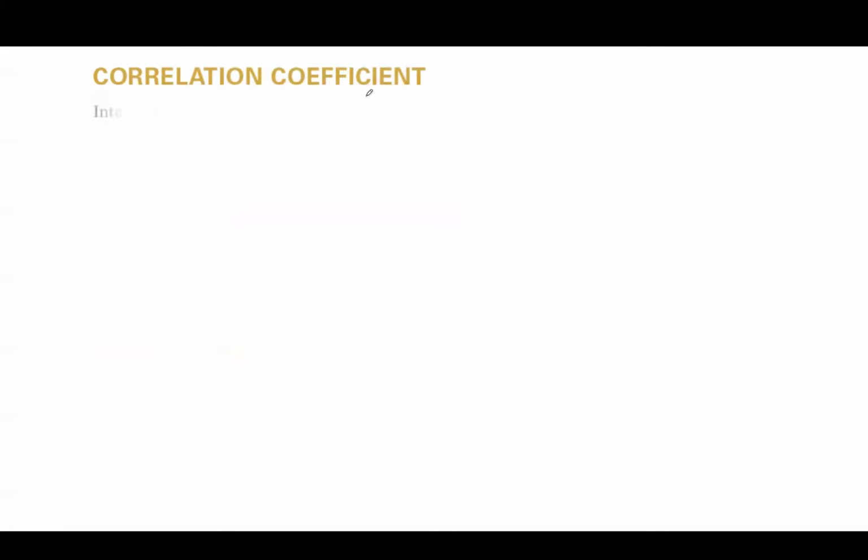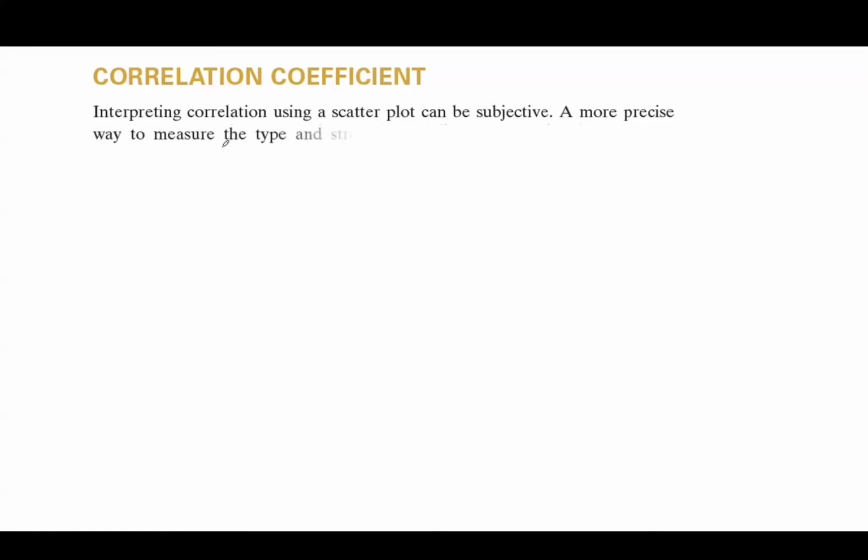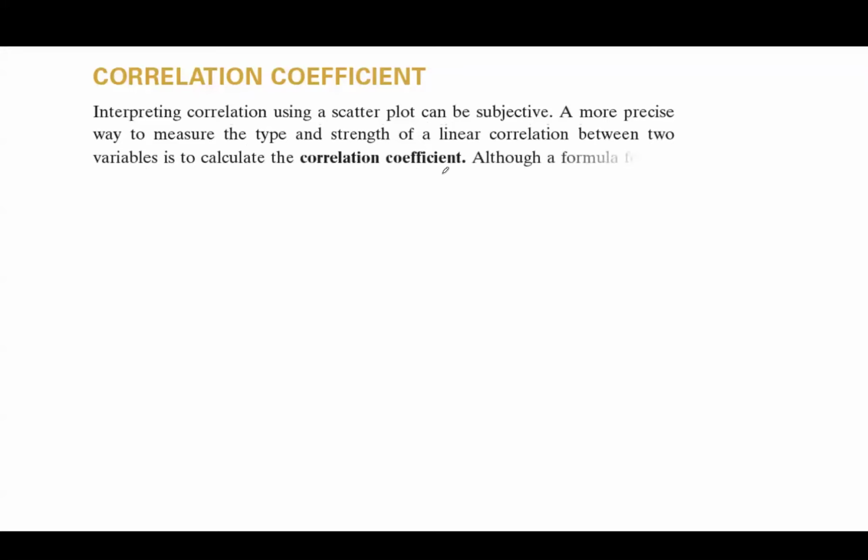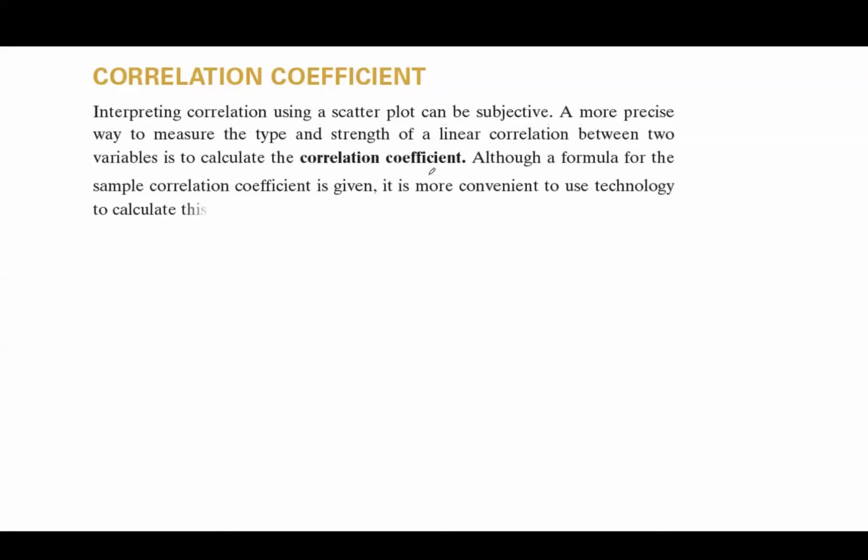Correlation coefficient. Now we're going to delve into more detailed mathematical details, analyzing the data using some formulas. Interpreting correlation using a scatter plot can be subjective. A more precise way to measure the type and the strength of a linear correlation between two variables is to calculate the correlation coefficient. Although a formula for the sample correlation coefficient is given, it's more convenient to use technology to calculate it. It's much more accurate and much faster.